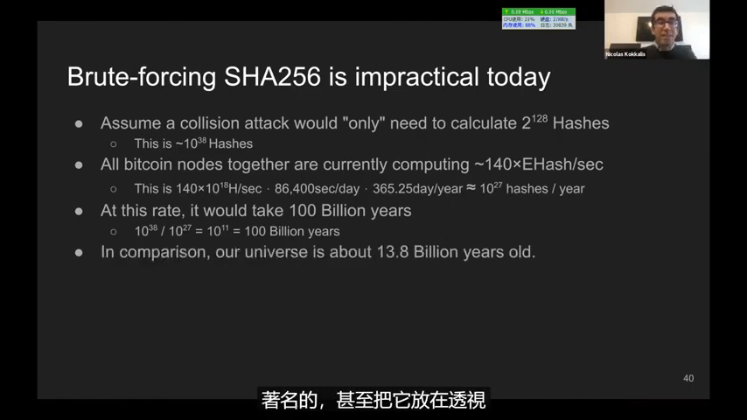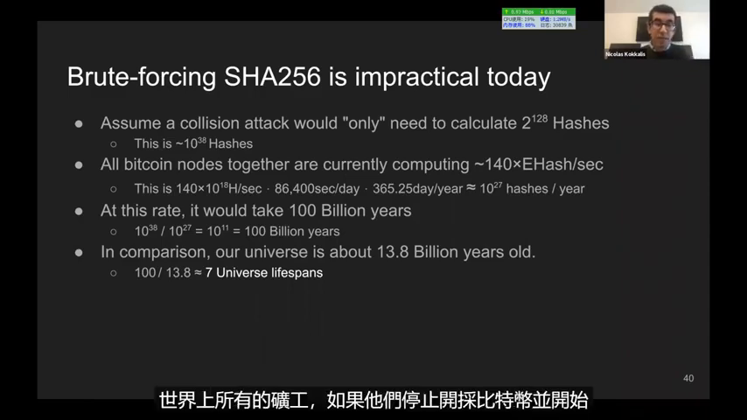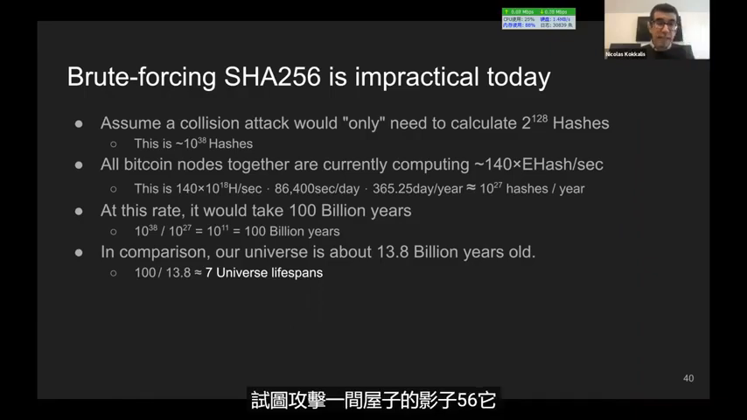And to put this in perspective, because 100 billion years sounds like a lot of years, our entire universe is about 13 billion years old. So if all the miners in the world stopped mining Bitcoin and started trying to attack one hash of SHA-256, it would take them 7 times the entire lifespan of our universe before they could find a hash. Whoa, that sounds pretty darn secure, right?